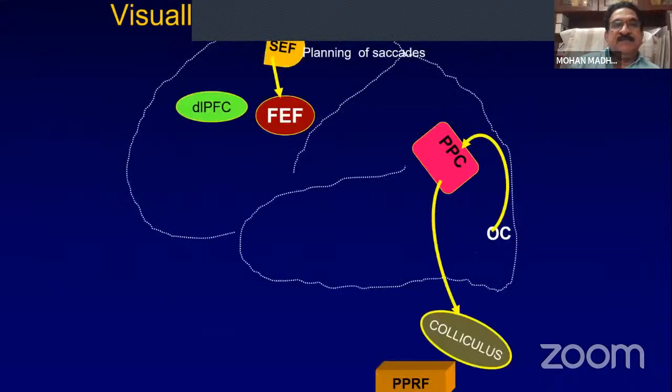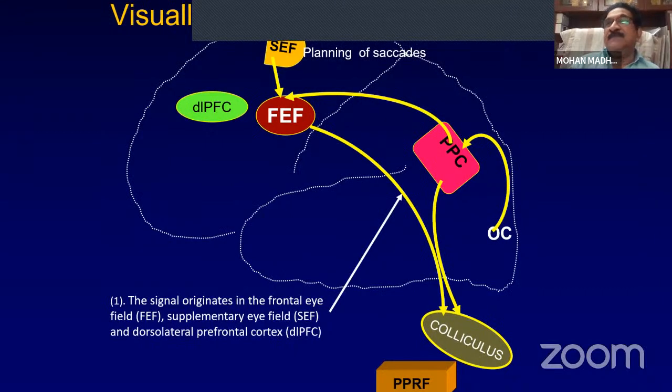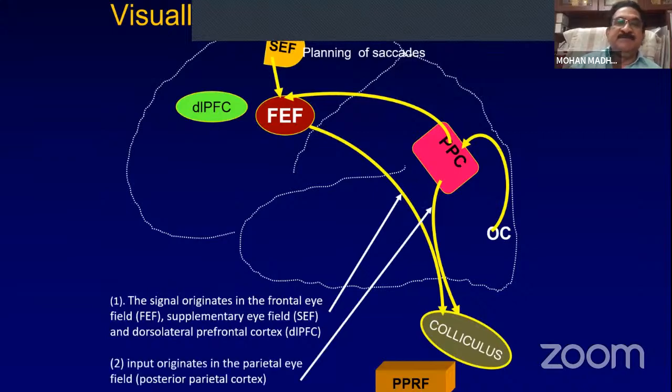Now, why this is, I'll skip this slide. For visually guided saccades, the input goes from the frontal eye field directly to the colliculus and also goes to the PPRF directly. And the input comes from the posterior parietal cortex to the frontal eye field. So it does not involve the basal ganglia for the generation of both anti-saccades and visually guided saccades. That is why they are relatively preserved. Eventually they can get involved, but they are preserved early in the phase of PSP.